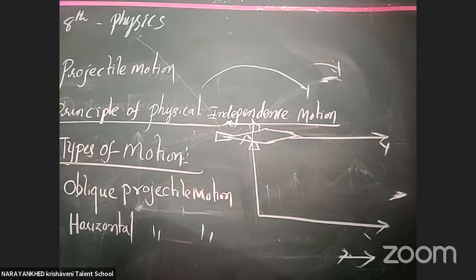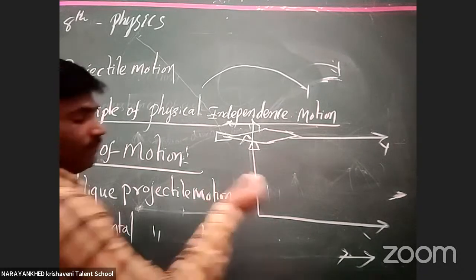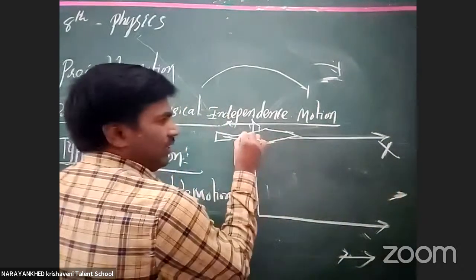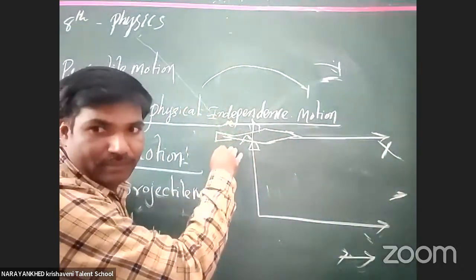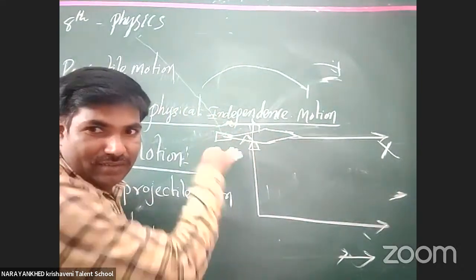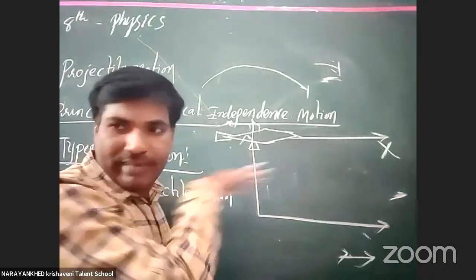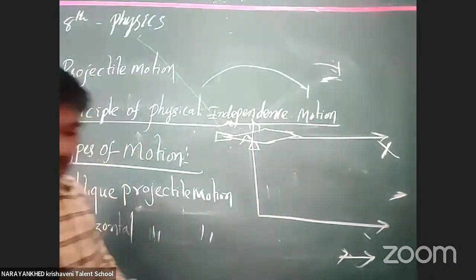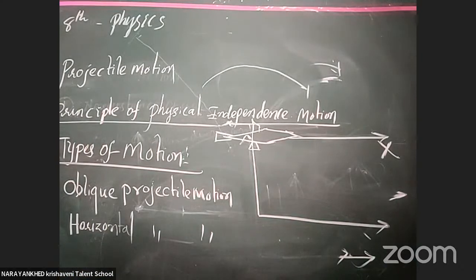Actually it is along the x-axis. It is moving at a particular height. Clear or not? Yes, it is horizontal to the surface of the earth. Anything may fall down from that. Clear or not? Anything may fall down from that.